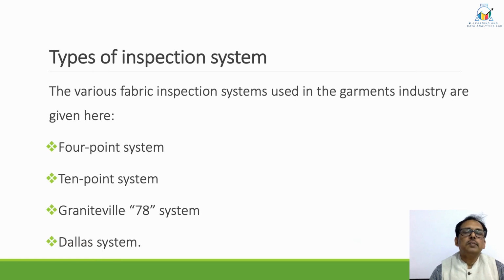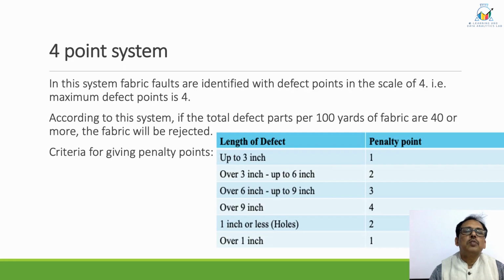Types of inspection. The various fabric inspection systems used in the garment industry are the 4-point system, 10-point system, Granty Valley 78 system, and dollar system. But in India, very popular are the 4-point and 10-point systems. The 4-point system, what is it?